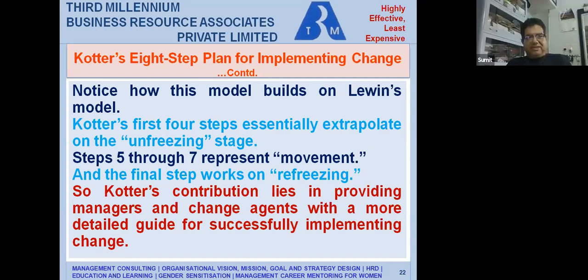So Potter's contribution lies in providing managers and change agents like us with a more detailed guide for successfully implementing change. So Levin gave the concept, Potter made it a practical step-by-step approach as to how to achieve it in practice. That is Potter's contribution, the original thought being that of Levin.